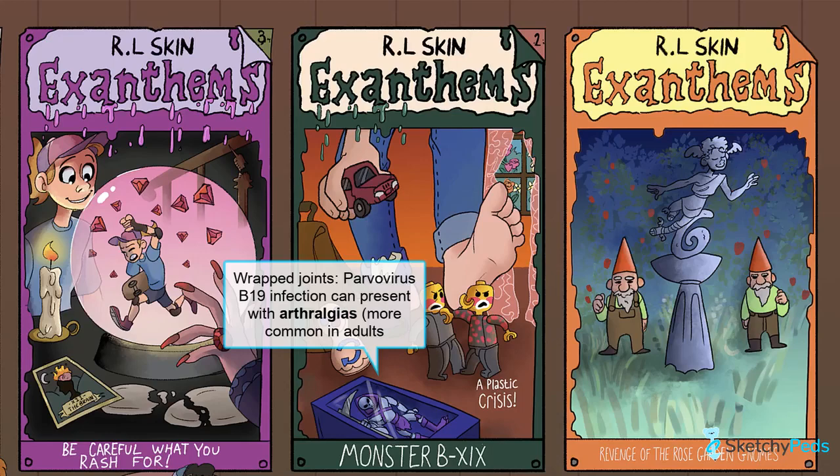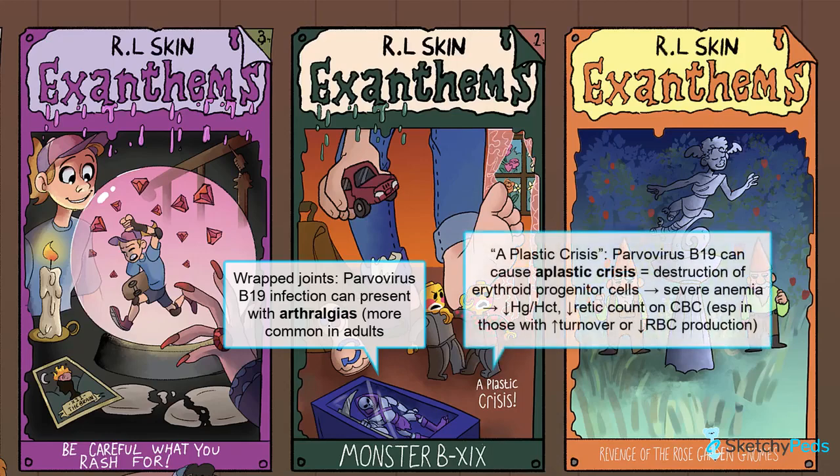more common in adults. The most significant complication of parvovirus infection is aplastic crisis, which occurs as a result of the destruction of erythroid progenitor cells. In healthy individuals, this loss of cells has a minimal effect, but in those with an increased turnover or a decrease in red cell production, this can result in aplastic crisis and severe anemia. A plastic crisis.